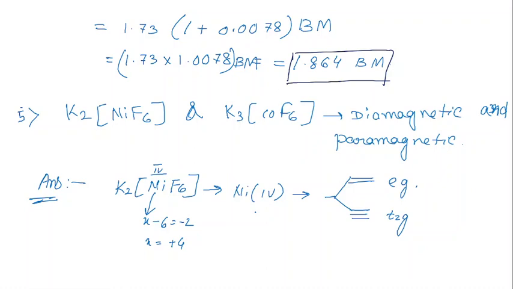Okay, this is the low spin complex. So here, is there an unpaired electron or not? What does it mean by unpaired electron? All electrons are paired. It's a low spin complex.